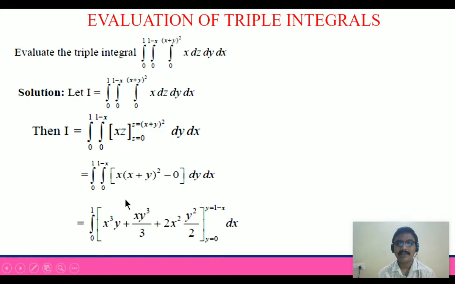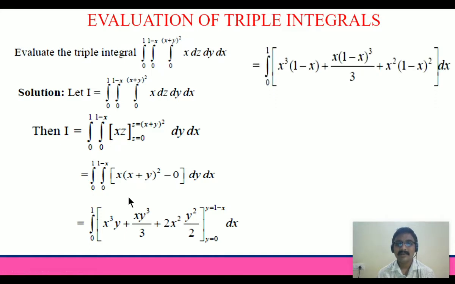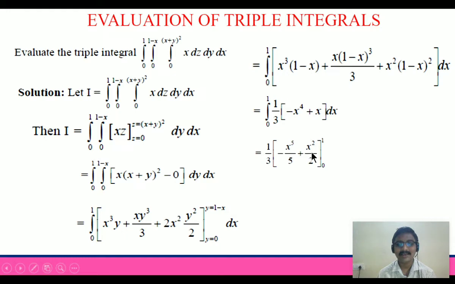Now applying integration with respect to x, substituting upper limit and then lower limit. Before that, simplifying the single integration. So clearly simplification becomes like this. 1 by 3 is taken out. X power 4 integration is x power 5 by 5. X integration is x square by 2. Substituting upper limit as 1 and lower limit as 0.